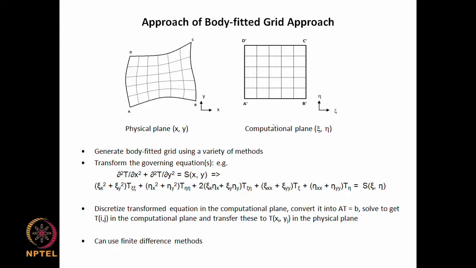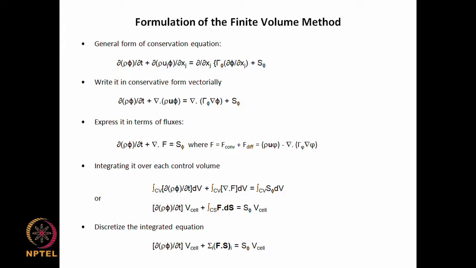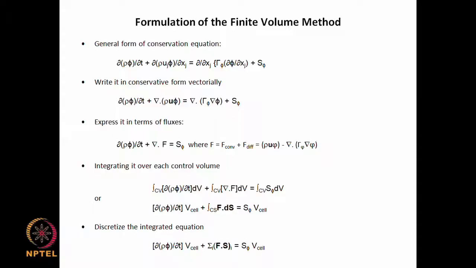Generation of the body fitted grid is not trivial, and that also will require some effort. We are taking a closer look at the other possibility, which is making use of the finite volume method and dealing with complicated geometry in the physical plane itself. The formulation is what we started discussing last time, and in this lecture we are going to look specifically at the formulation of the finite volume method for any geometry, for an irregular geometry especially.